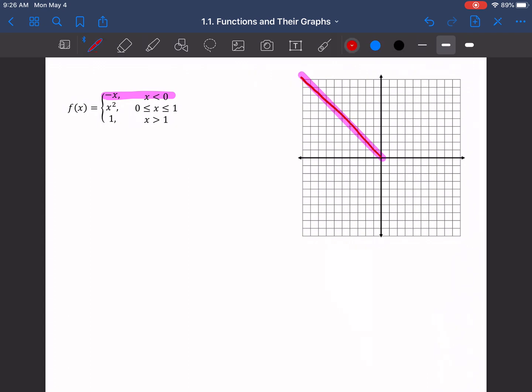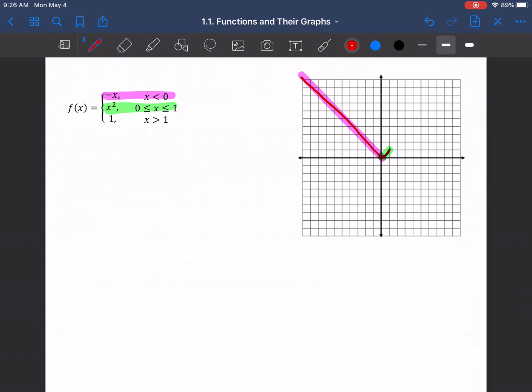Then we've got x squared from 0 to 1. So x squared from 0 to 1 is just a little curvy spot, right? It's the beginning of that parabola. And so we'll do this one in green, is that little curvy spot right there. It's supposed to be curvy. There's not much room there to show it very curvy.